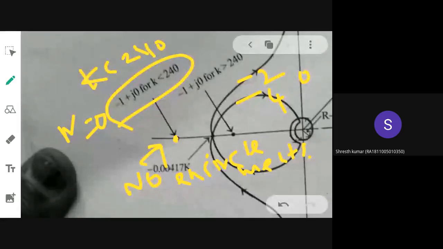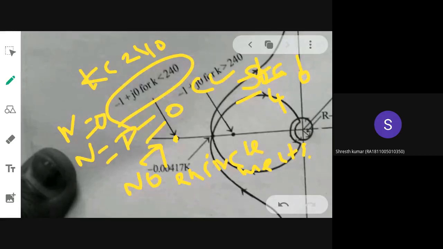So n is equal to p, that is the condition. Both are equal to 0. So in this case you will tell that the closed loop system is stable. This is how you will infer for one case, when k is less than 240.